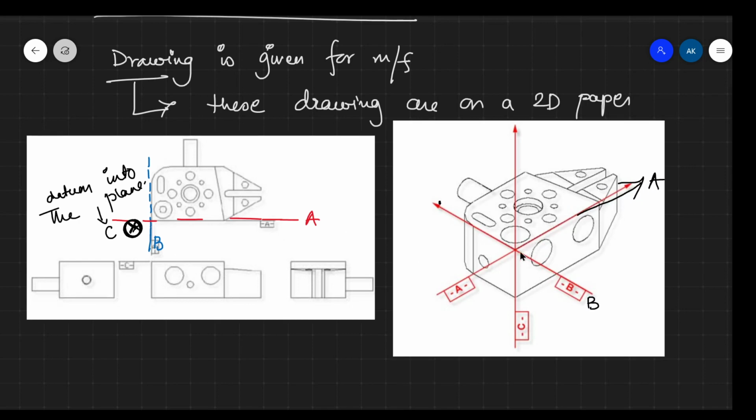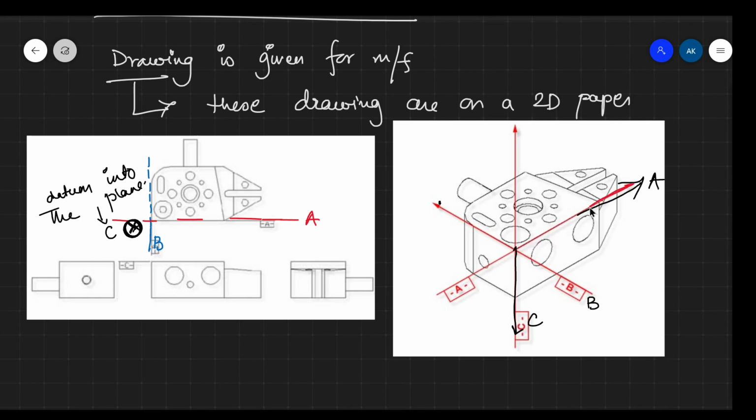Here into the plane was C, so C, here is the C. So you can see that if somehow you fix this plane and this plane, top plane, all the points are fixed. Okay, and all the datums are very standard things.